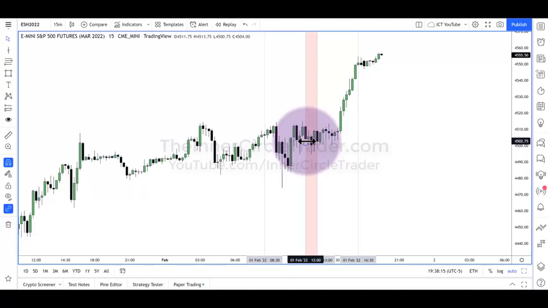I want to try to be positioned before 11 o'clock and hopefully be riding something into the New York lunch at noon. And then squaring positions or taking some off if I'm going to hold through the lunch and anticipate something going through to the close. And we'll talk about that when we get into profiles.